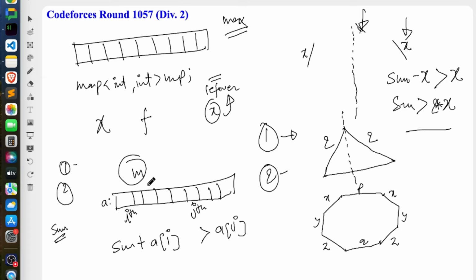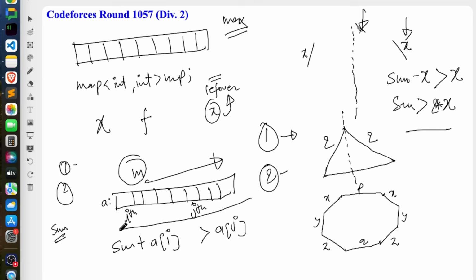Since we know that this array is in sorted order, we can apply binary search here. We can use lower bound, or you can do standard binary search with low and high as well, but I have taken lower bound here. So I will take the lower bound for sum plus a of i, and I will try to find the maximum value such that sum plus a of i is greater than a of j, right?